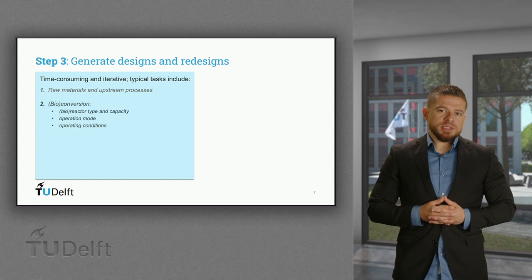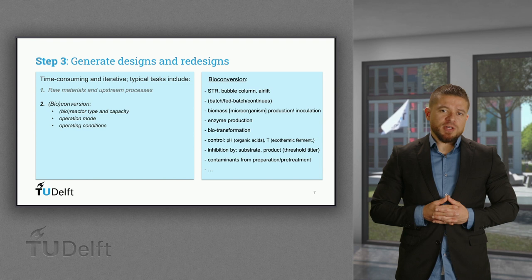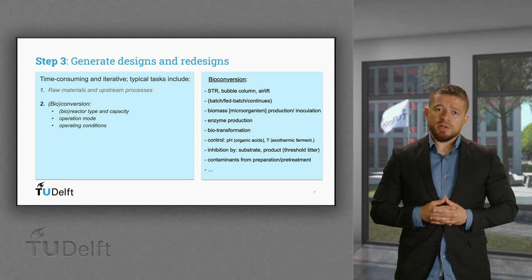For bioconversion, the type of bioreactor should be defined. It could be, for example, a bubble column, and this choice could also have consequences on the operation mode and on the reactor capacity. For the latter, it is important to know what scales have already been achieved at commercial scale, and additionally, operating conditions like the pH, temperature, and the type of microorganisms should also be considered.